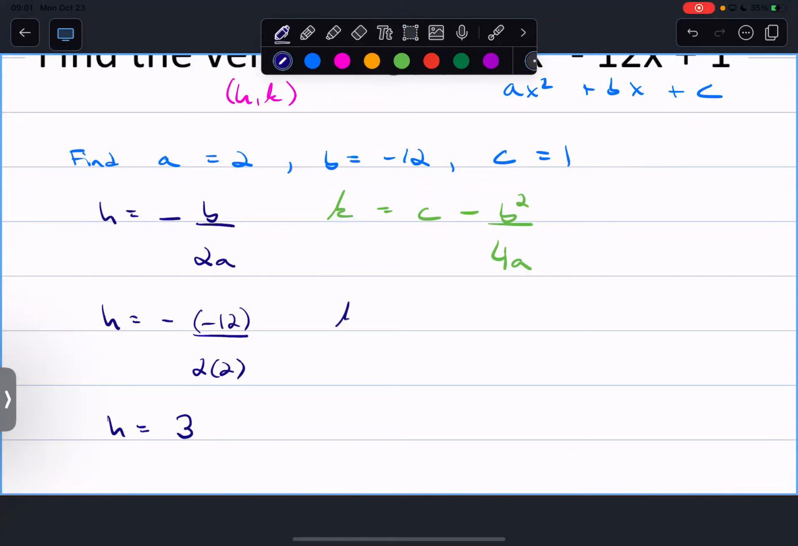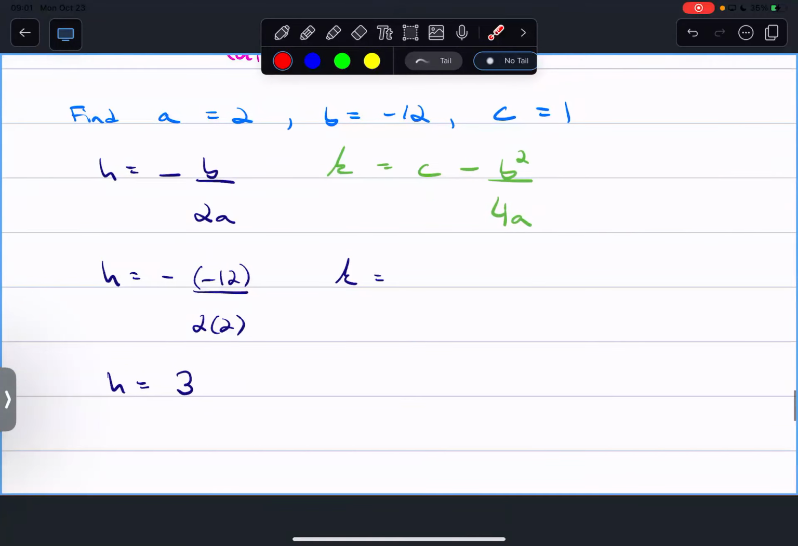So K is C, which is 1, minus B squared, which is negative 12 squared. Careful with your calculator, because some calculators, and I don't remember how ours works, but if you just do negative 12 squared, it gives you a negative number, but that's not true. So you have to put the negative 12 in brackets before you square it.